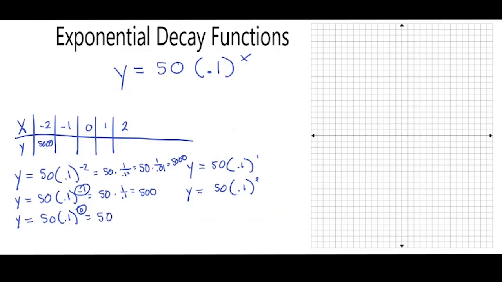Next, if I raise 0.1 to the first power, that's just 0.1. And 50 times 0.1 is 5. And we have 50 times 0.1 squared is 0.01. And what that's going to give you is 0.5, or 1/2. So I'll fill in my table.